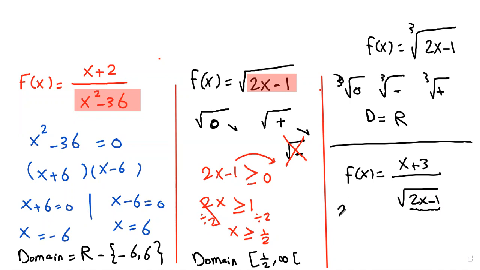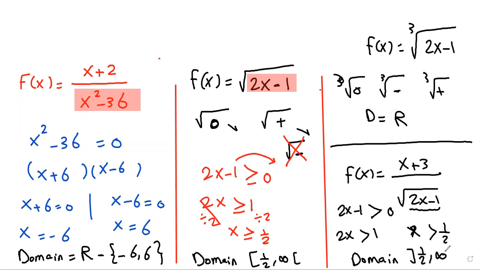So in this case, 2x minus 1 is greater than 0 only, not equal to 0. Pay attention, very important. So 2x is greater than 1, divided by 2, so x is greater than half. So in this case, what is the domain? The domain will be (half, positive infinity), open at half.